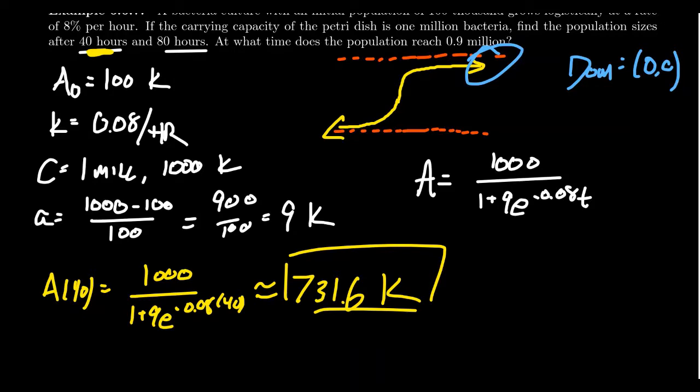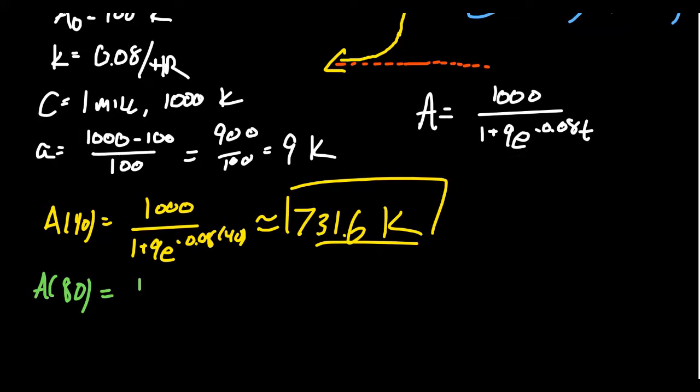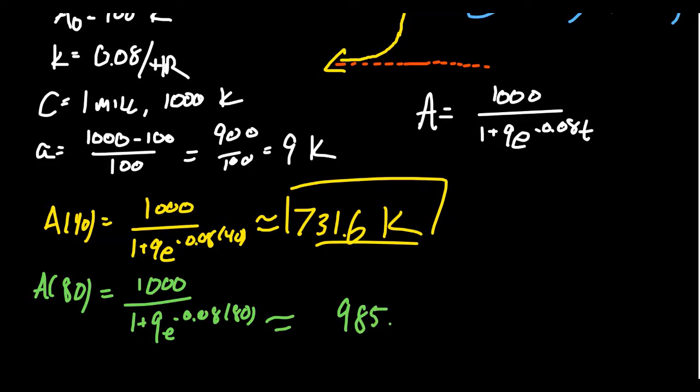If we want to know how much bacteria there would be after 80 hours, well, then we take A of 80. So again, we're just going to plug in 80 into our formula right here. We end up with 1,000 divided by 1 plus 9 e to the negative 0.08 times 80 this time. It'll look a little bit different, but this is just something we're going to throw into our calculator. When you put it in the calculator and approximate, you end up with 985,300 bacteria. So after 80 hours, we've almost reached our carrying capacity.